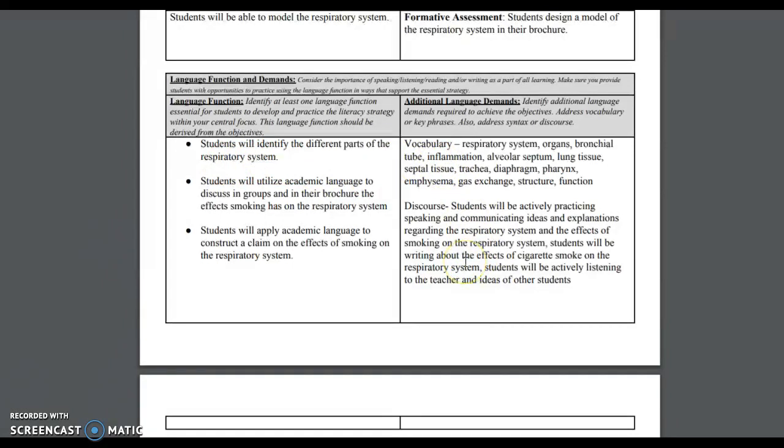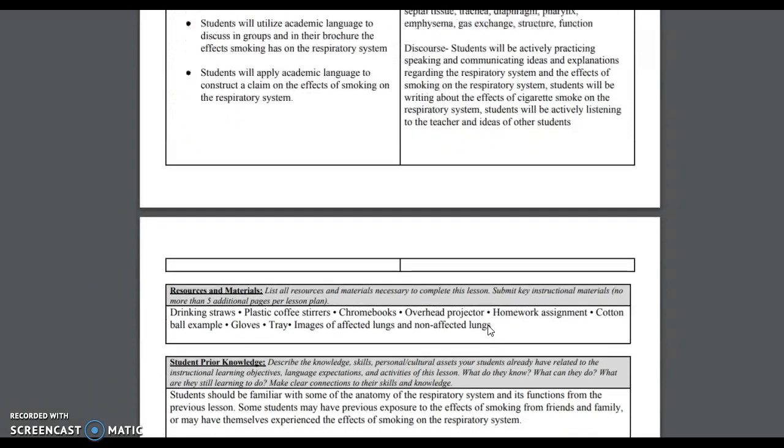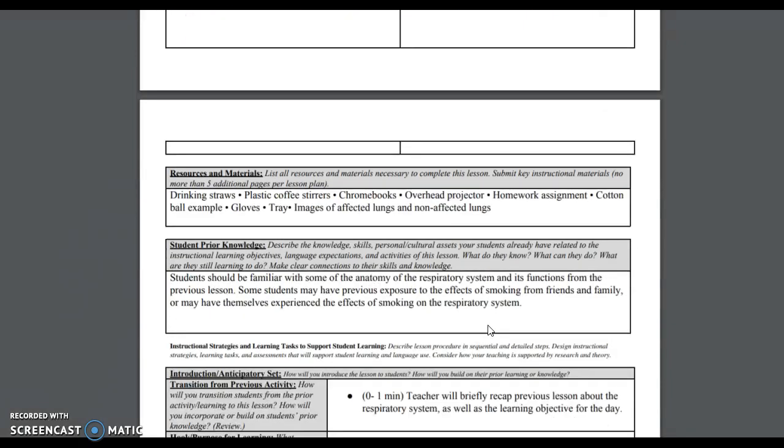So originally we weren't very specific about it, but the veteran 3SB person told us to specify. We had written active learning discussion, but she told us to specify what they'll be discussing. So they'll be actively participating in speaking, communicating ideas and explanations about the respiratory system, and they'll be writing about the effects of cigarette smoke on the respiratory system. And they'll also be actively listening to the teacher and the ideas of other students.